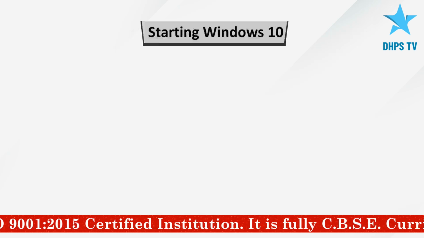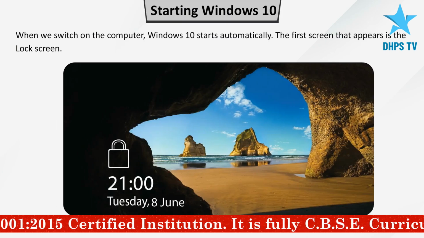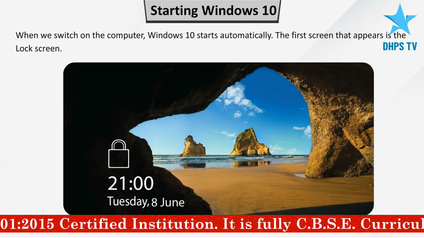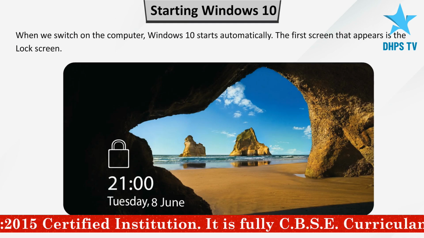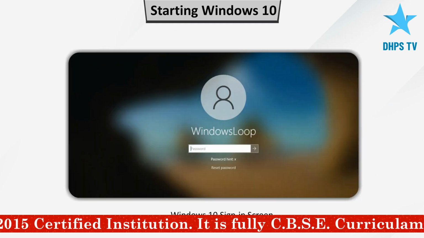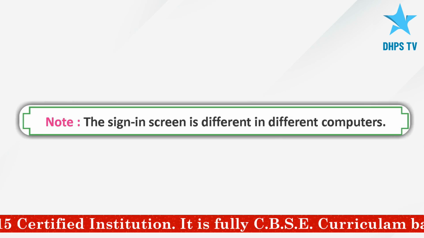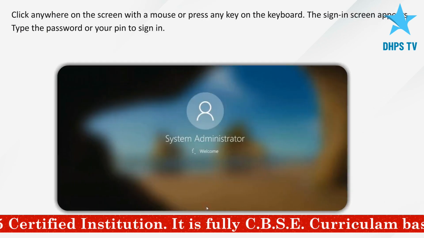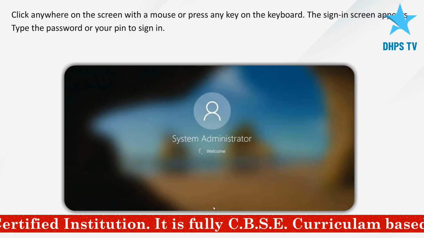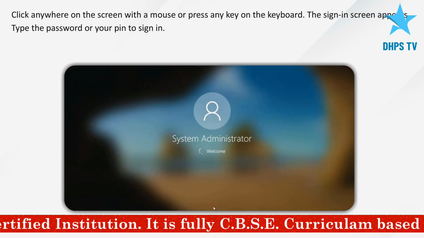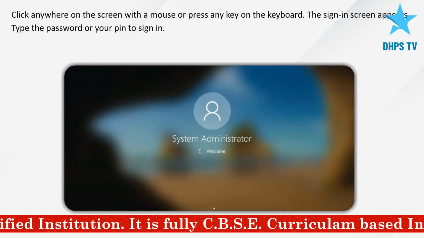Starting Windows 10. When we switch on the computer, Windows 10 starts automatically. The first screen that appears is the lock screen. Windows 10 lock screen. Windows 10 sign in screen. Note, the sign in screen is different in different computers. Click anywhere on the screen with a mouse or press any key on the keyboard. The sign in screen appears. Type the password or your PIN to sign in.